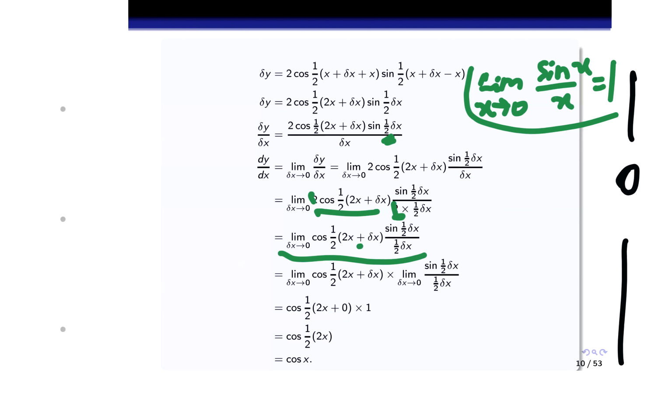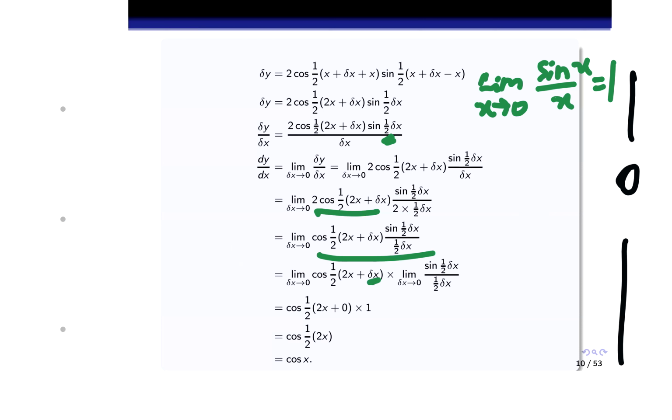And this is one function multiplied by another function. I remember one of the rules of limits is that the limit of a product is the product of the limits. So the limit of this product is going to be the limit of the first one multiplied by the limit of the second one. For the limit of the first one, you can substitute delta x directly, so put 0 for this. So you have cos half (2x plus 0).